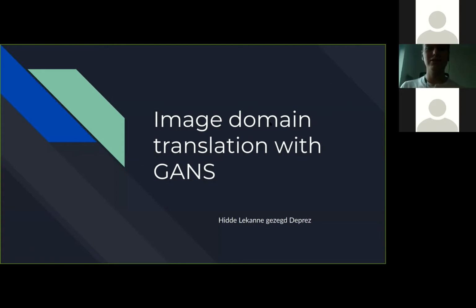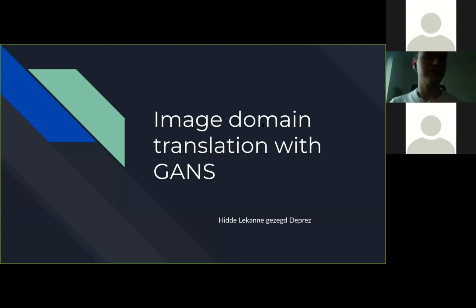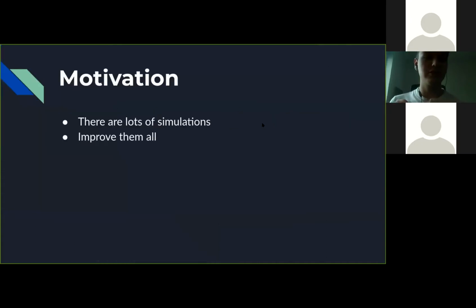The subject is about image domain translation with generative adversarial networks. The motivation for this is there are lots of simulations. I know of 5 different simulations only for the SPL already. And the promise of generative adversarial networks is that they could make a translation from the images of simulation to the actual real world and basically improve all of them without any modification of the simulations themselves.